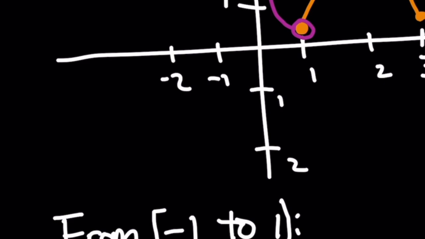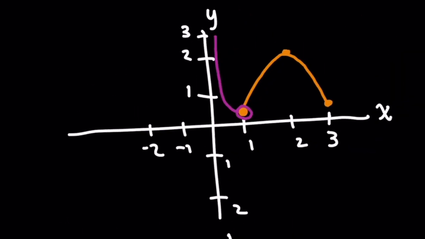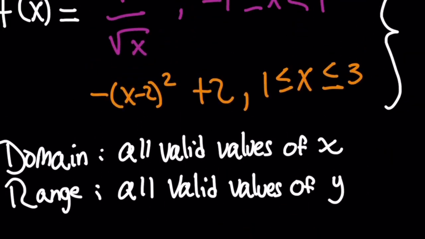Okay, let's move on to the second part of the graph. This parabola that's described by negative (x minus 2) squared plus 2.